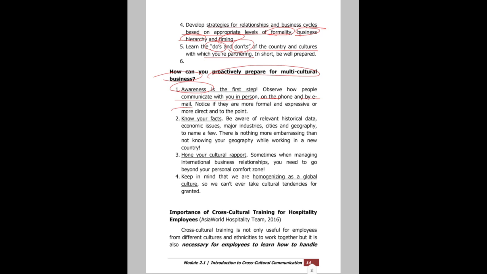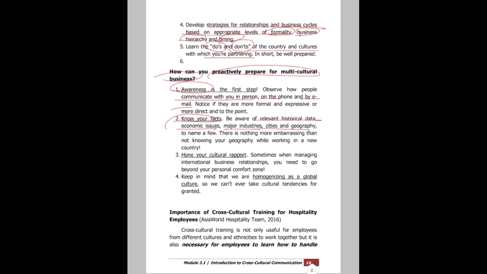So, know your facts. Be aware of the relevant historical data, economic issues, major industries, cities, geography, and so on. Ibig sabihin, if you're going to build your own business, you must know the facts, yung mga katotohanan, yung mga information na reliable. Informations that are reliable, informations that are relevant to your company. Hindi natin kailangan kumuha ng impormasyon na galing sa ibang kumpanya because ang focus natin is yung company natin.